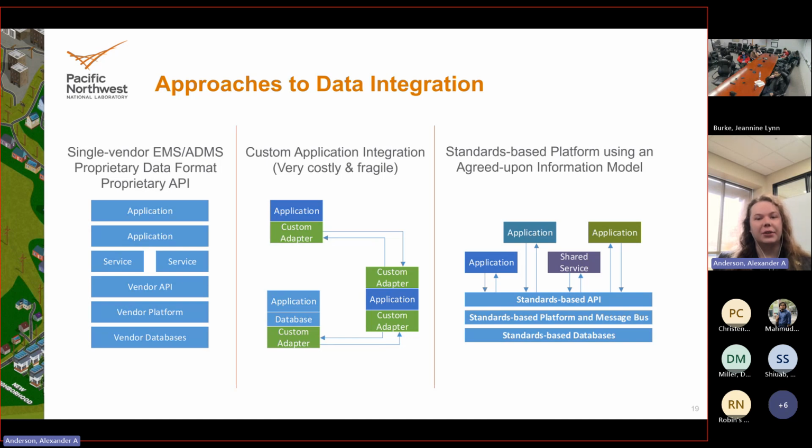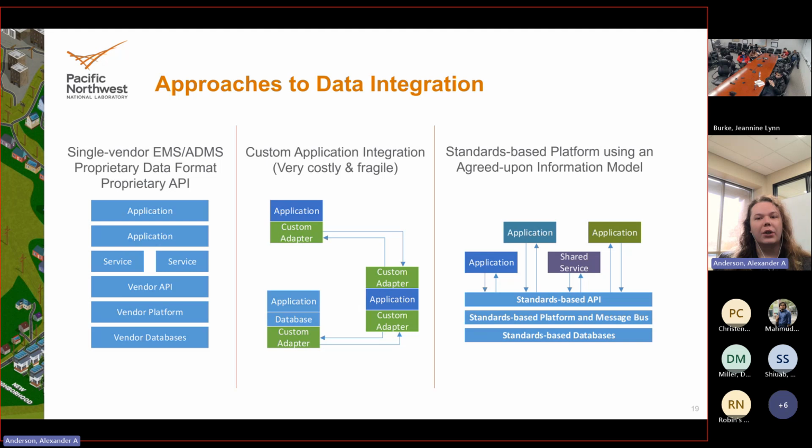application-to-application adapters. And these are hand-built. You bring in a consultant, they're going to do these data mappings. They're very fragile, they're costly to build and maintain. And every time you need to do a new exchange, you need a new adapter. Quickly, it becomes unmanageable.